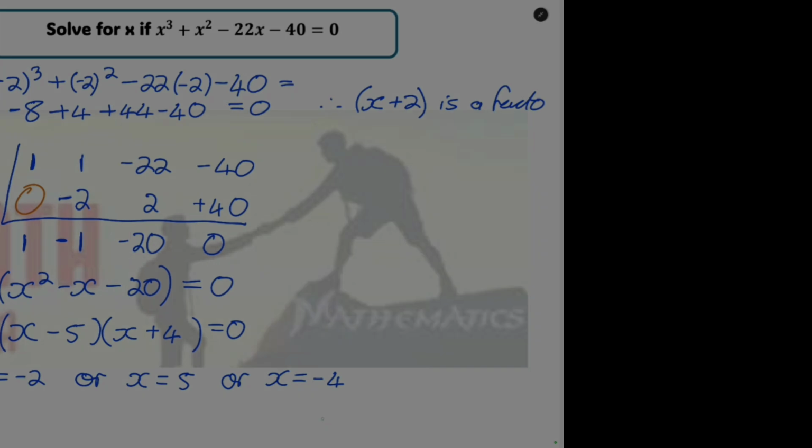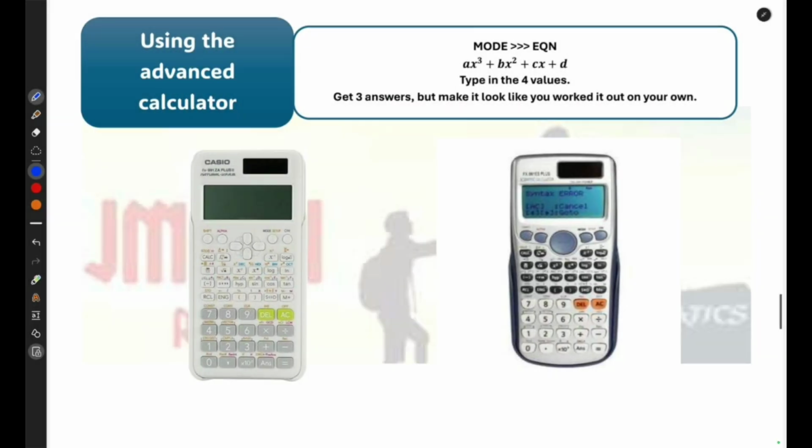Let me show you the easiest method. If you have one of these calculators, you can just go and press the mode button, press the equation, choose the cubic expression, and then type the 4 values and get your answers. Okay, so this is not officially cheating. It's a bit unfair to people who don't have this calculator, but it's not cheating. If you just do it correctly, your teacher will not know that you used the calculator.